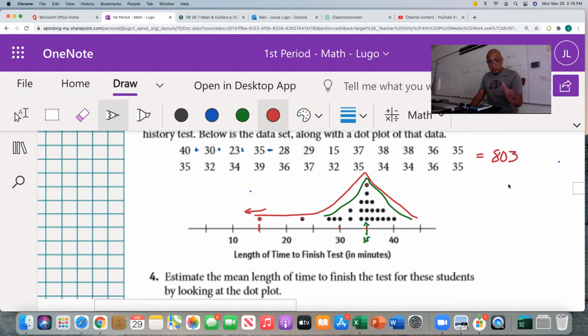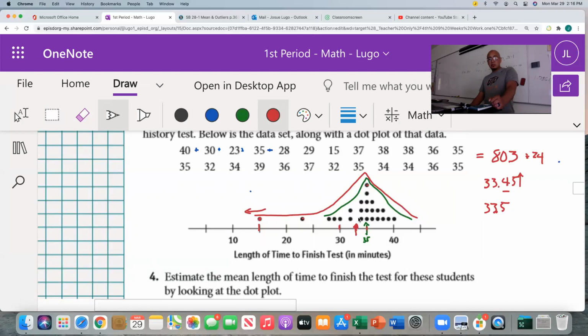And then we're going to divide that by 24 to see what our actual average is. So we do 803 divided by 24, and that gives us 33.45. We only need 2 decimal places because we need to round to the nearest tenth. So that 4, because of the 5, would actually become 33.5. So that means, guys, that the actual average is about right here, just as we predicted.